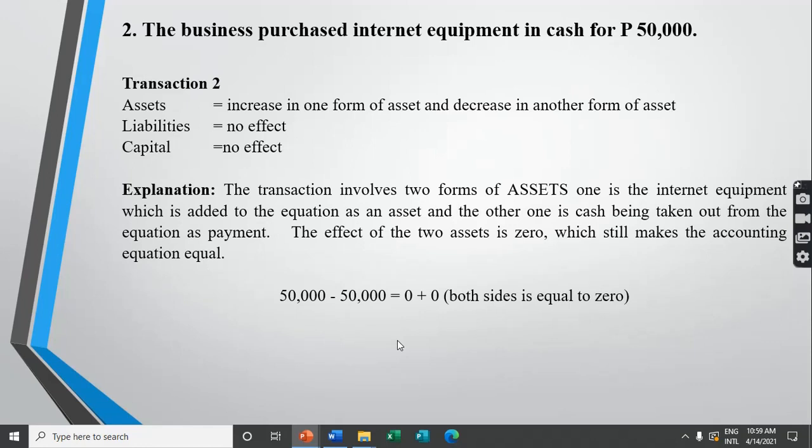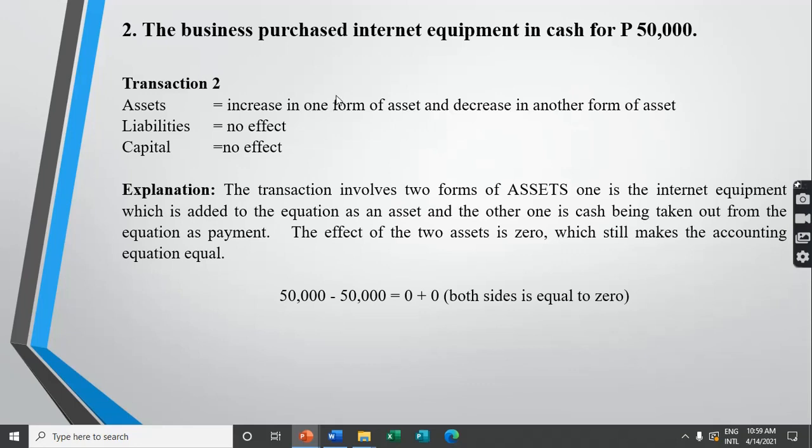Now, let's go to number 2. The business purchase internet equipment in cash for 50,000. Ayan. Si business daw nag-purchase ng internet equipment for 50,000. Kinash niya. Okay? So, take note, nag-cash, bumili si business ng internet equipment na binayaran niya ng cash for 50,000.